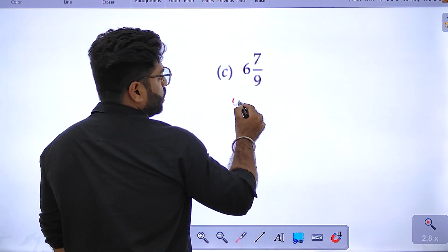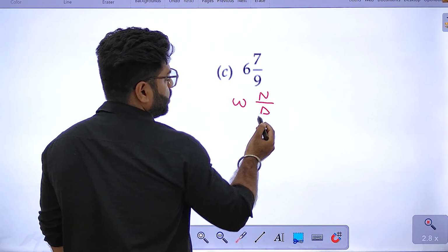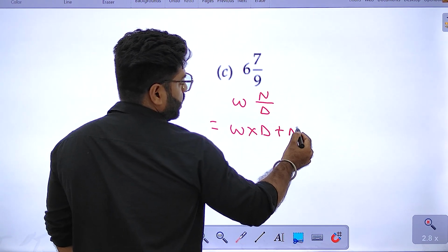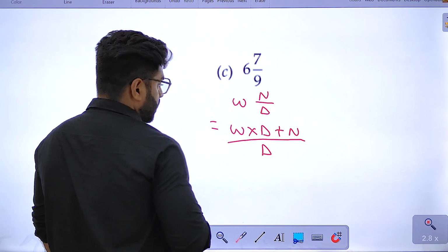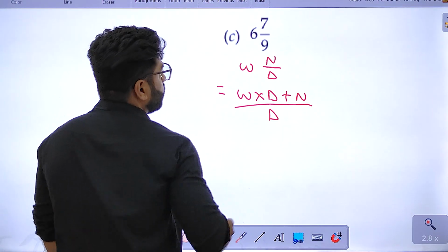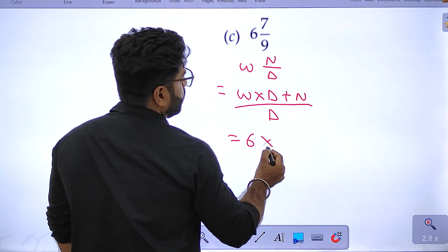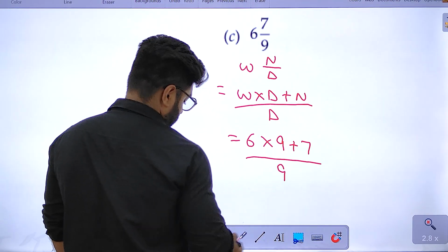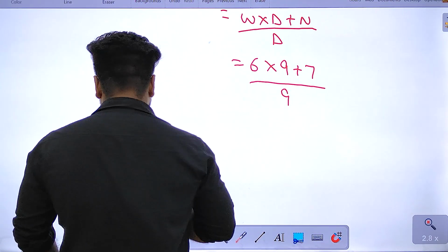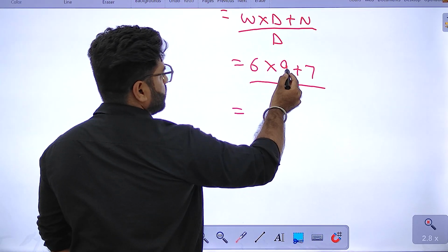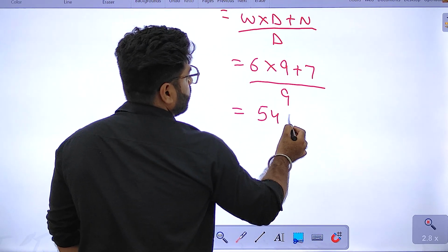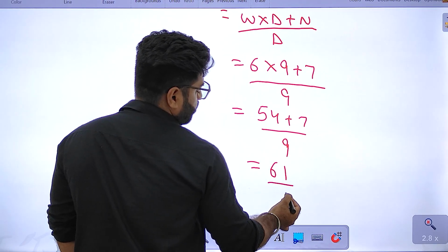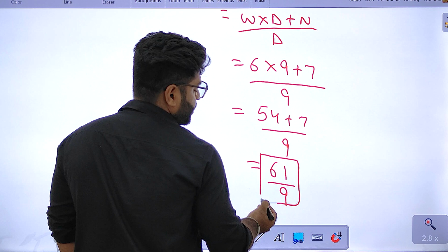Here we are having this whole number, and this is a numerator and this is a denominator. So we are going to multiply the whole number by the denominator, then add the numerator. The whole number is 6, the denominator is 9, and the numerator is 7 by 9. So 6 times 9 is 54, plus 7 is 61, so 61 by 9 is an improper fraction.